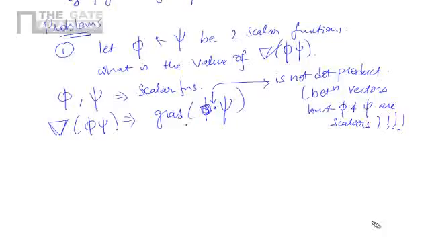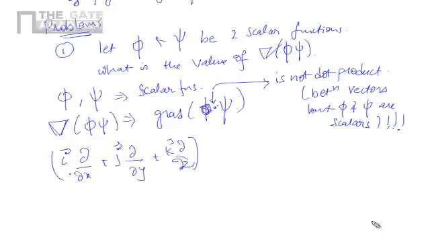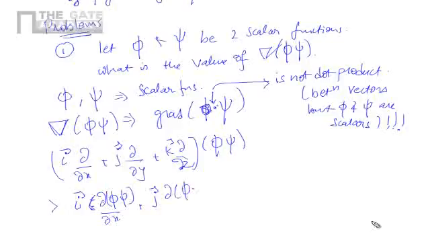If I expand this, what will I get? I vector times dou by dou x plus j vector times dou by dou y plus k vector times dou by dou z of phi psi. Now I can operate it. If I operate it, what will I get? I vector times dou phi psi by dou x plus j vector times dou phi psi by dou y plus k vector times dou phi psi by dou z.